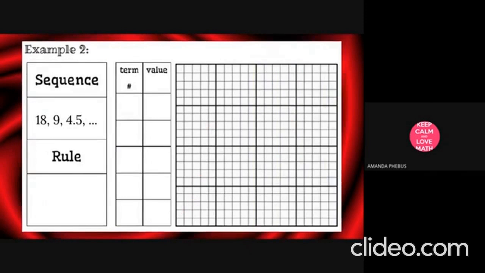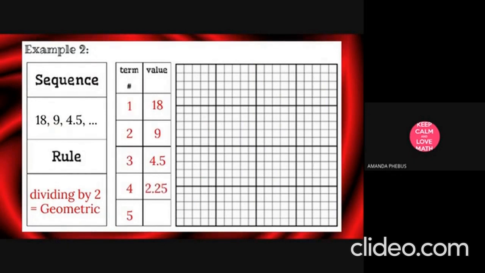Okay, I have 18, 9, 4.5. So it looks like, especially if I take 9 and divide it by 18, 9 divided by 18 is 1/2. So I'm dividing by 2 each time. That is geometric, or you could say I'm multiplying by 1/2. I'm still going to try to get 5 numbers on there. So I've got 18, 9, and 4.5. To get the next number, I'm going to divide 4.5 by 2, or multiply by 1/2, and get 2.25. And to get the next number, I'm going to divide that by 2 and get 1.125.